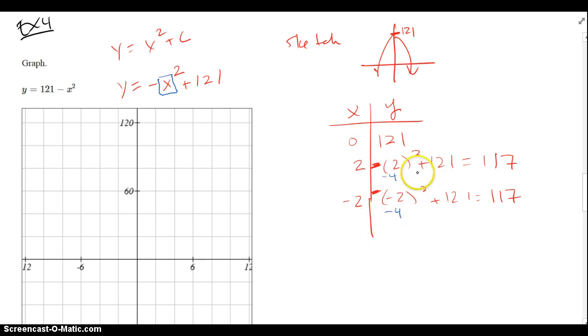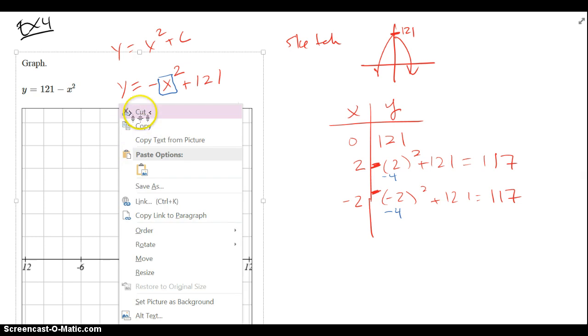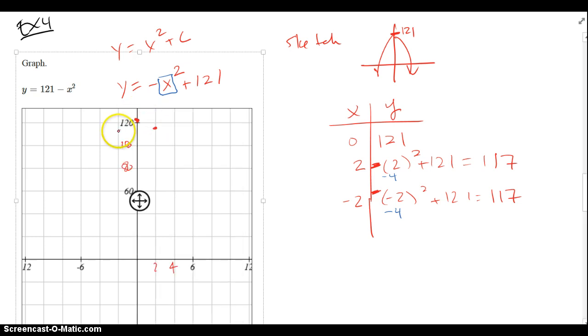So we're going to go plot those ordered pairs. So I have 0 and 121, let's say somewhere over there, right above 120, and then 2 and 117, so like maybe somewhere here, and then the exact same image on the other side at negative 2. And I'm going to go get some more ordered pairs to get a pretty good idea of how this is going to open.